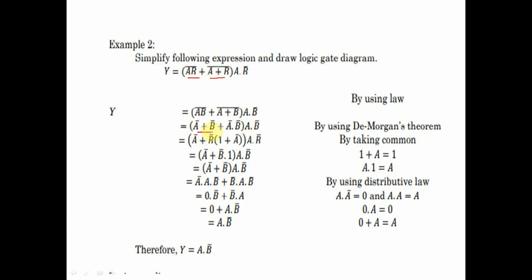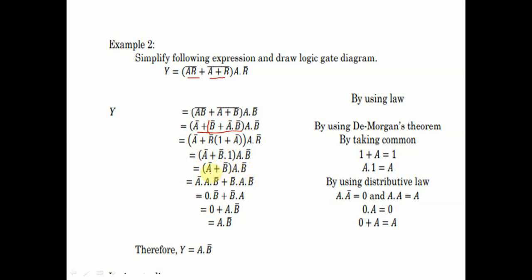In these two terms, which term is common here? B bar is common here, so the remaining term is 1 plus a bar, and after the bracket, a into b bar. So here I am writing b bar dot 1. 1 plus a bar is nothing but 1. So the remaining term is a bar plus b bar, and after the bracket, a dot b bar.